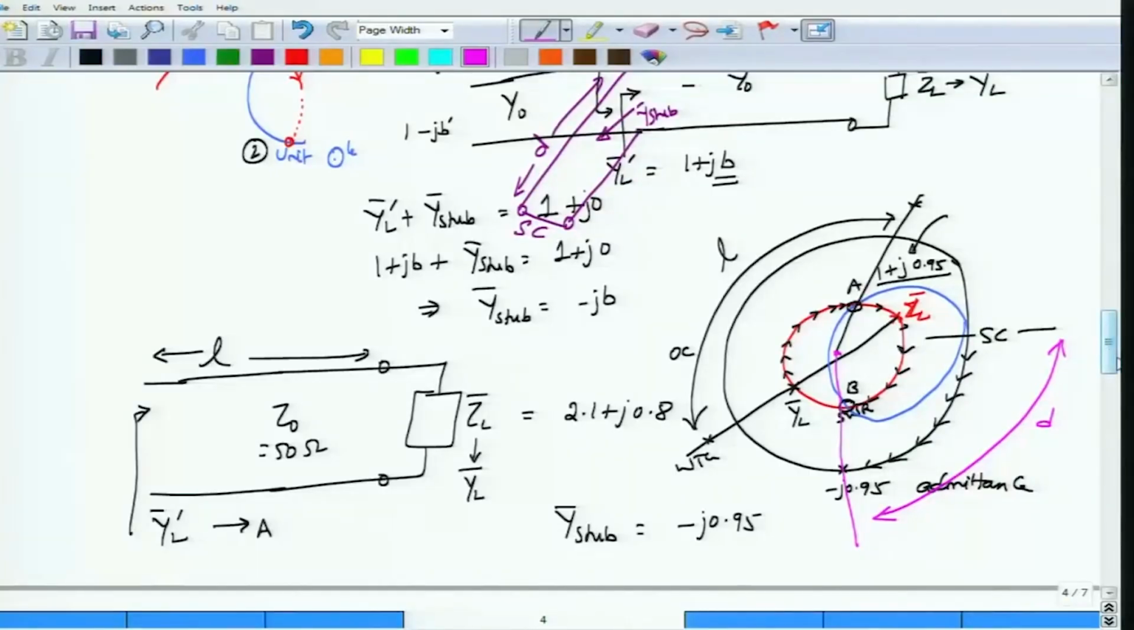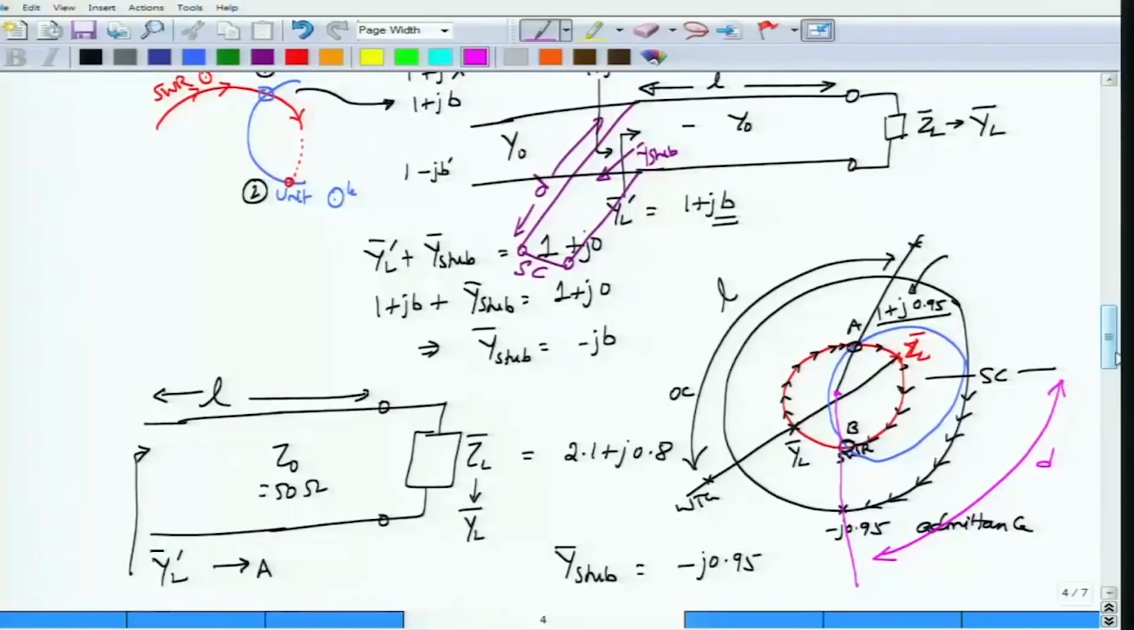There is only one complication that might arise. For example, if someone specifies that the characteristic admittance of the stub is not y0 but something else, let's say y0 prime, how do I proceed with this problem? Nothing special. You first do the first step as it is: locate ZL, go to YL bar, move on the SWR circle until you reach point A. Now what you have obtained is an admittance which is normalized with respect to y0. So you can first unnormalize it, multiplying by y0 of the main transmission line.